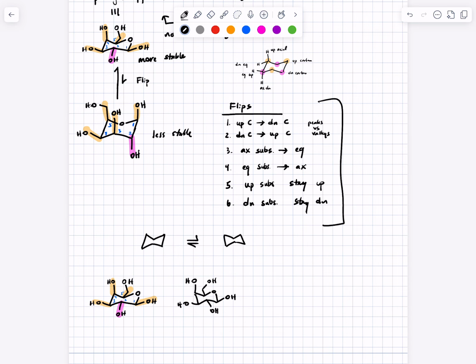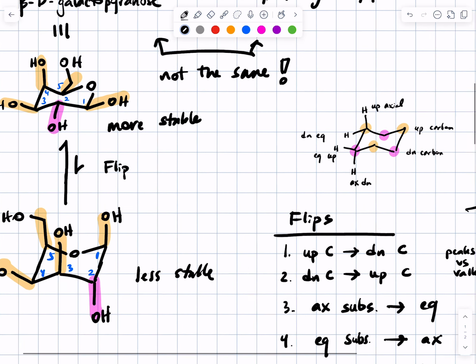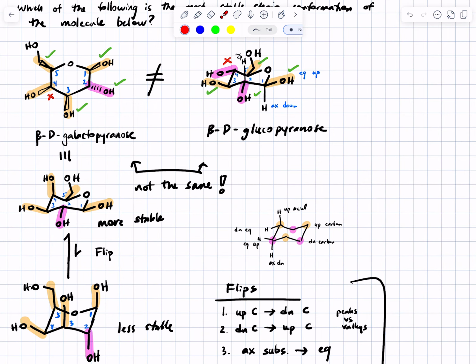Yes? So 5 and 6 substituents stay up and stay down. Like, what are you referring to? I'm saying the OH group on carbon 1, that is a wedge in this drawing, is pointing upward here and is also pointing upward there.